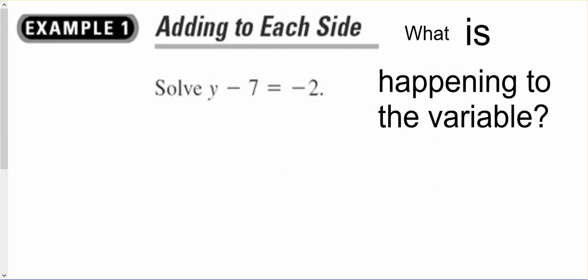Our first example, solving this equation: we've got some letter y minus 7 equals negative 2. And the question we always want to ask ourselves is, what is happening to the variable? So what is happening to this variable here? The variable is being subtracted by 7, and what we want to do is what's called inverse operations.